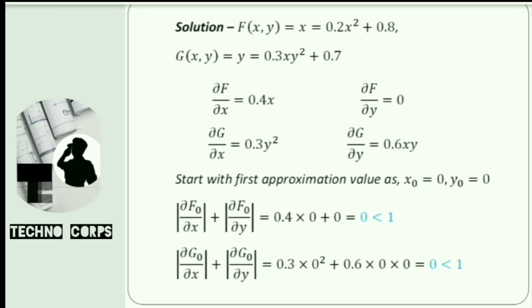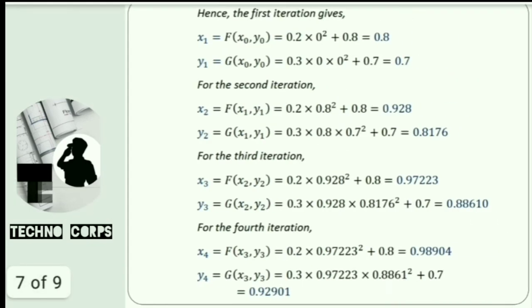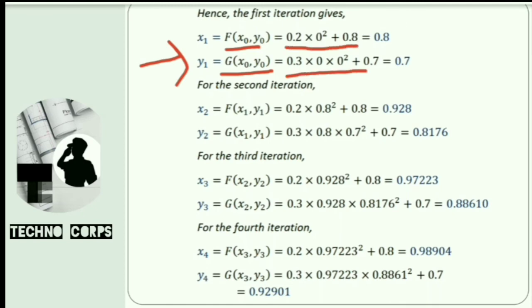Okay, so what is the next step? After getting the satisfied answer for the condition, now we can solve for x1 and y1 by taking the value of x naught y naught in the equations f and g. Whatever value comes, that is my first iteration value, that is x1 y1. So simply by putting the value of 0 0 in the equation, we got this value for x1 and y1.